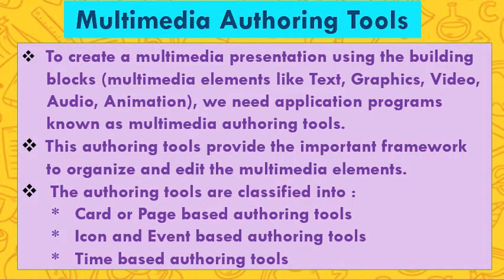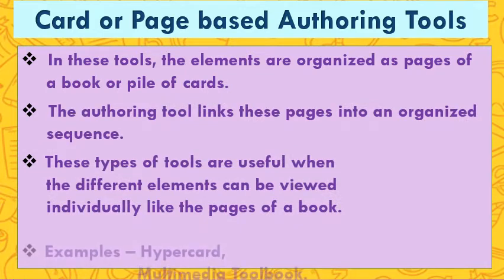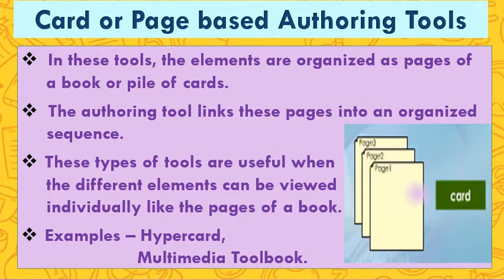Generally, the authoring tools are classified into three types. First type, card or page based authoring tools. Second type, icon and event based authoring tools. And third one, time based authoring tools. Now let us study these three authoring tools one by one.